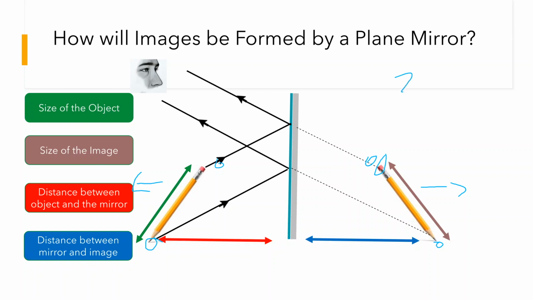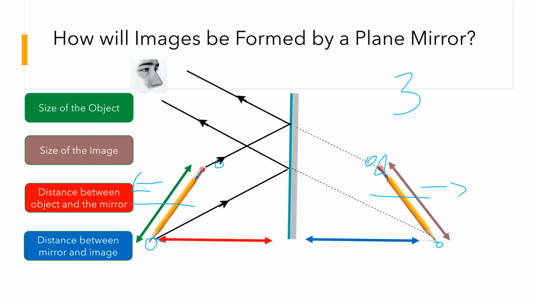This is the third property we discussed, and the other property is that the image formed is virtual and erect. Later we'll talk about virtual, but erect means that if I draw a line like this, the tip of the pencil is below the line, and even here it is below the line, and the eraser is on top of the line in the object and also on top of the line in the image.